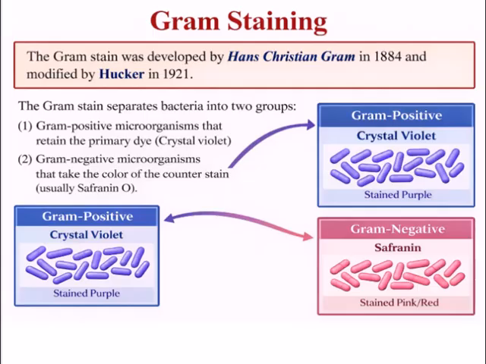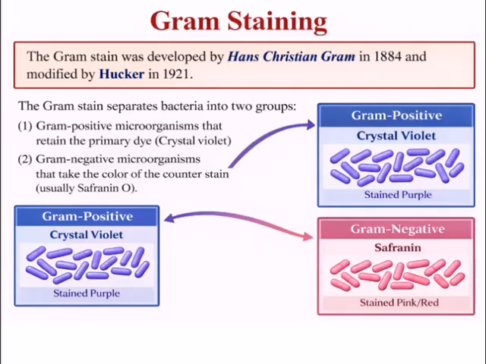Classification of bacteria by Gram stain. Using this technique, bacteria are divided into two major groups: gram-positive bacteria and gram-negative bacteria. Gram-positive bacteria retain the primary stain, which is crystal violet, appear purple or violet under the microscope, and have a thick peptidoglycan layer which traps the crystal violet-iodine complex.